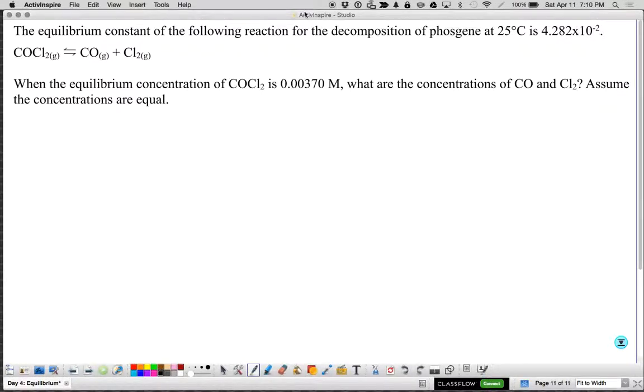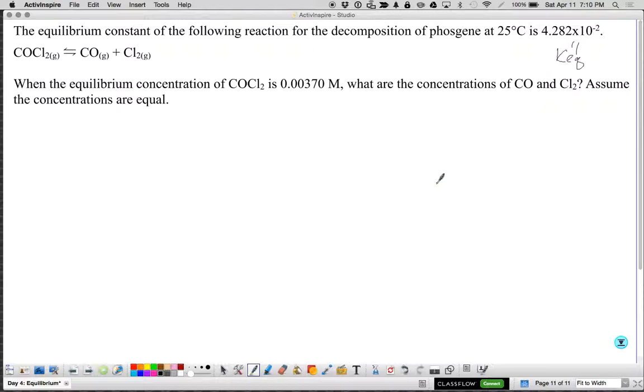Well, this is interesting. I like this one. The equilibrium constant of the following reaction for the decomposition of phosgene at 25 degrees Celsius is this. So again, we're given a Keq, and so we're going to be asked something about either the reactants or the products. When the equilibrium concentration of COCl2 is this, what are the concentrations of CO and Cl2?